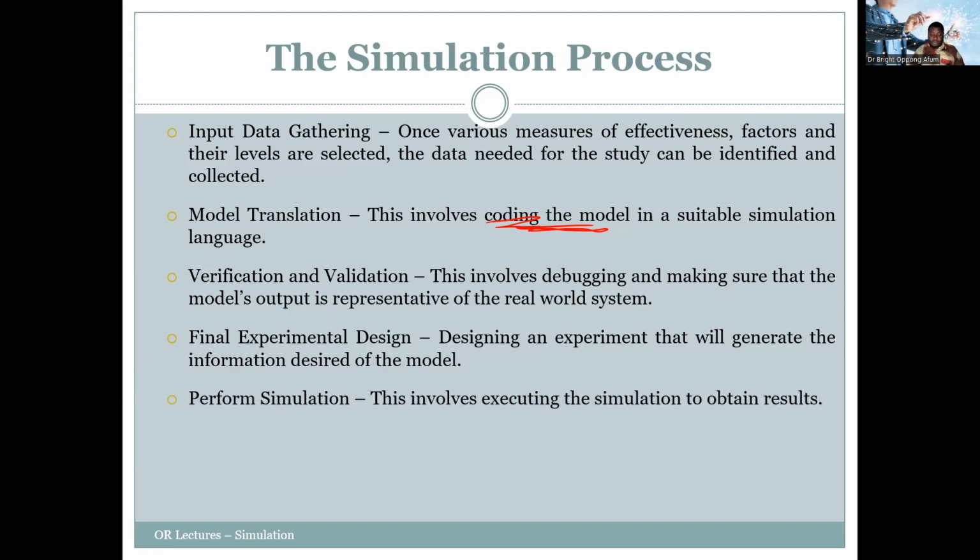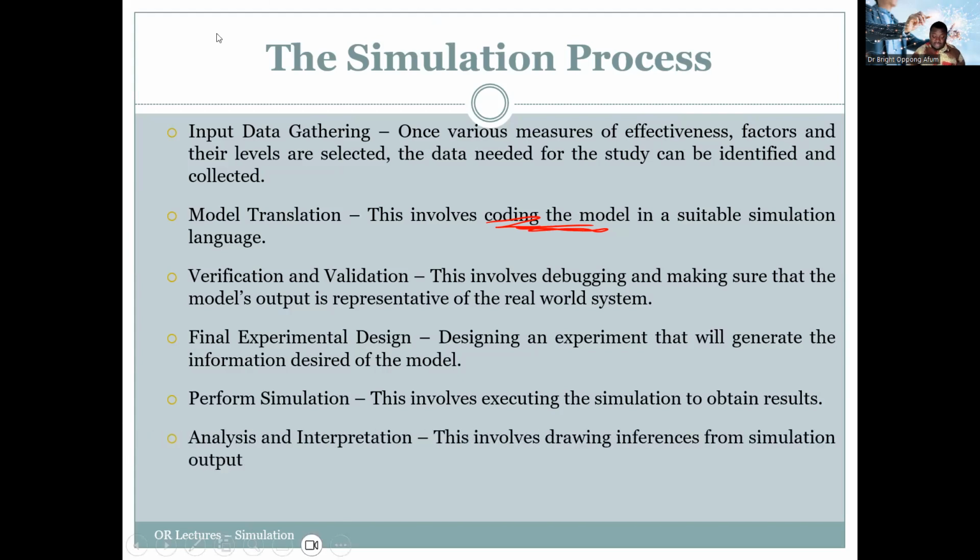Then we can perform our simulation, which involves executing the simulation to obtain the results. We do our analysis and interpretation on the results, the inferences, and then we will say that yes, it's making sense. We are done with the simulation process. So in entirety, that's how the simulation process works.